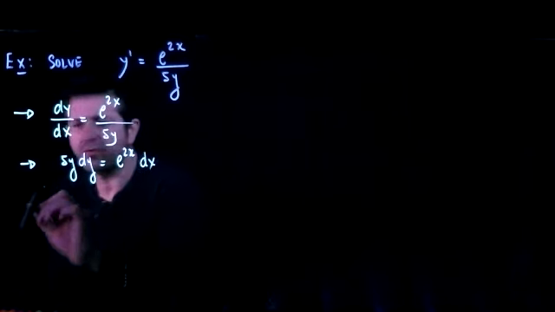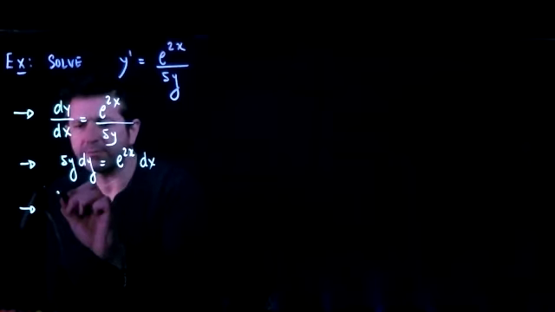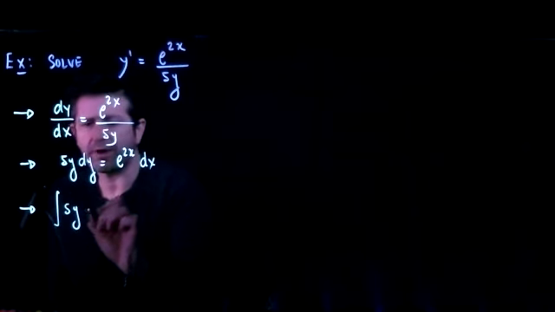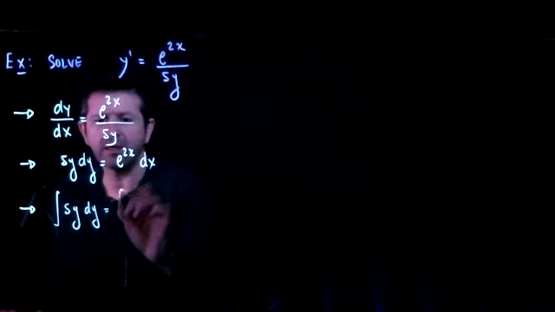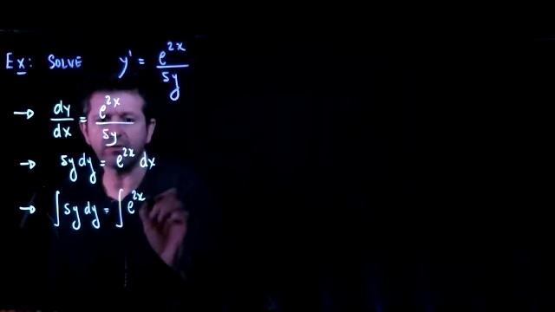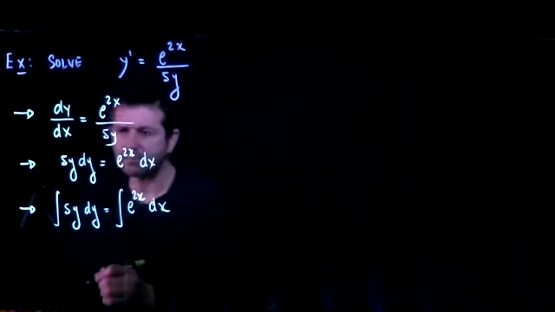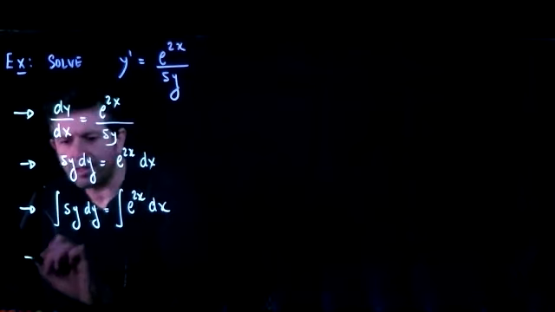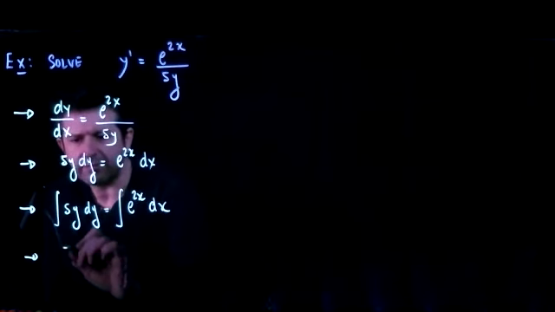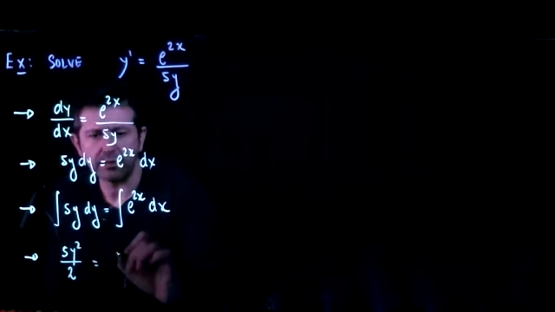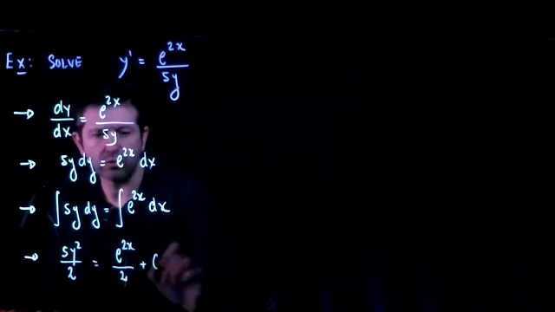Okay, then you do the integral on both sides. So the integral of 5y dy equals the integral of e to the 2x dx. And that means that 5y squared over 2 is equal to e to the 2x over 2 plus c.